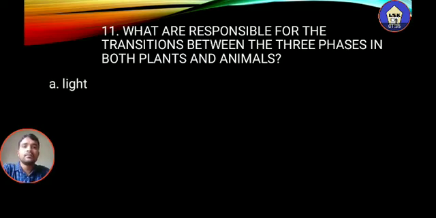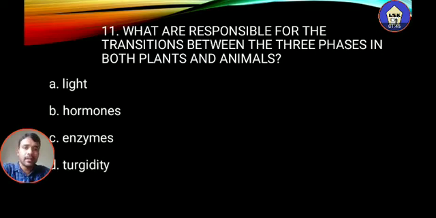Option A, light. This is an abiotic factor. Option B, hormones, internal factors, biotic factors. Option C, enzymes, again biotic factors. Option D, turgidity. It is a phenomenon that occurs in the cell.